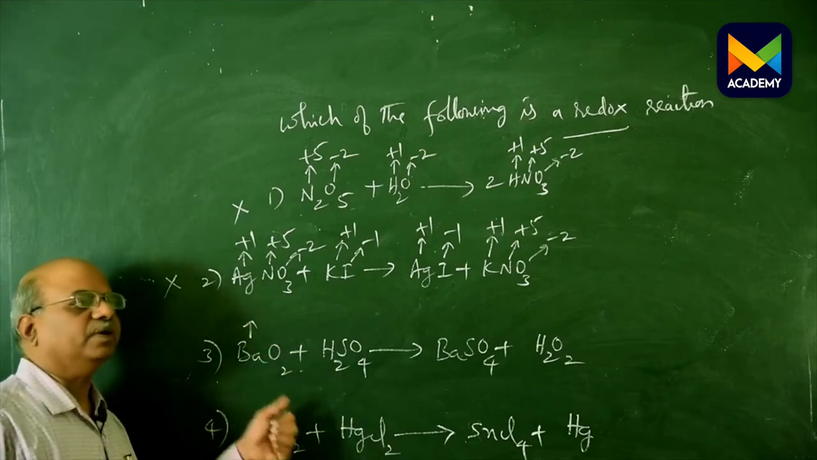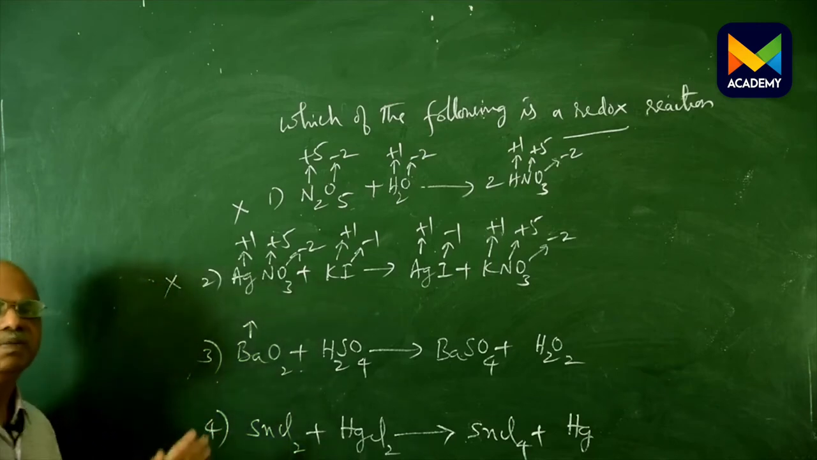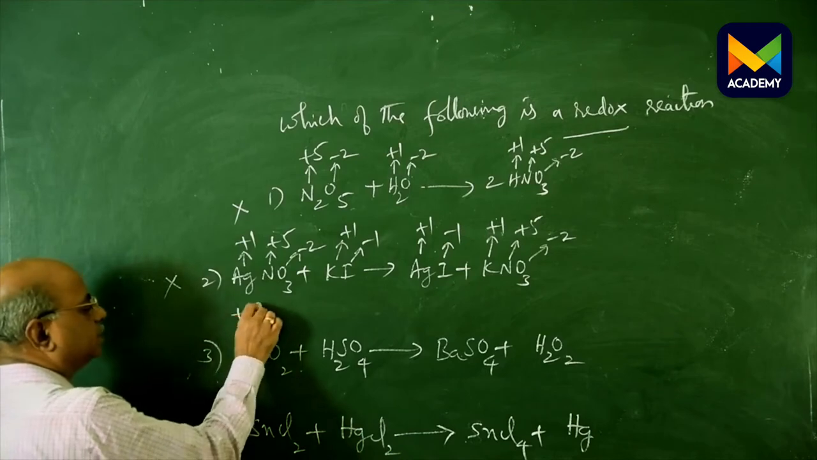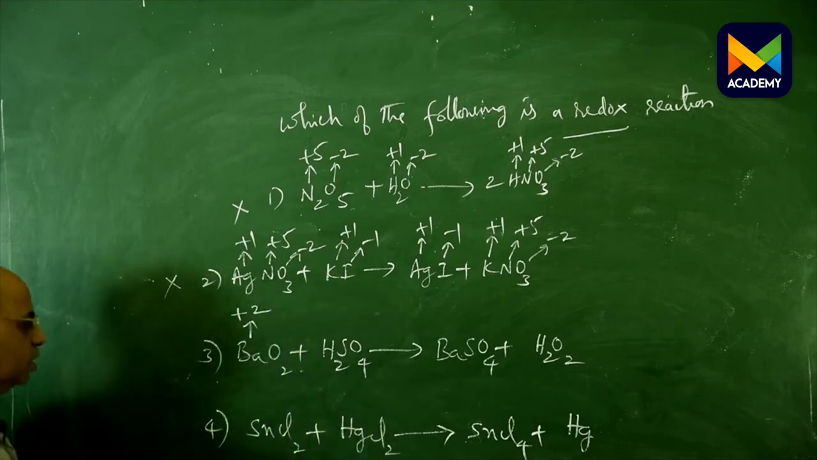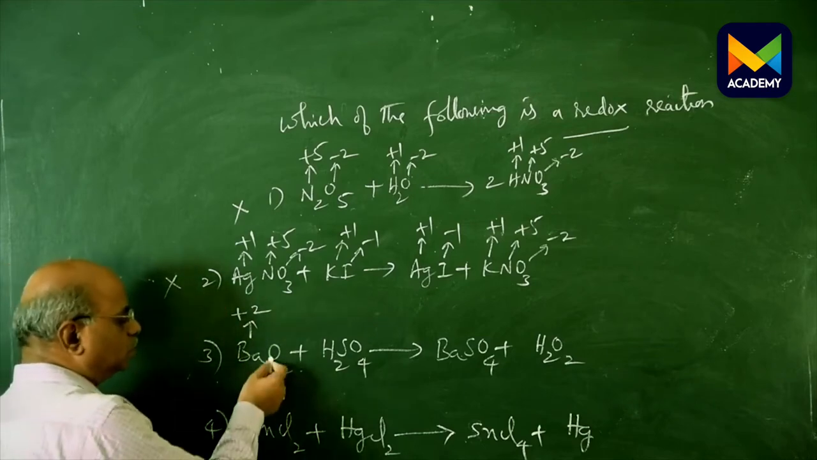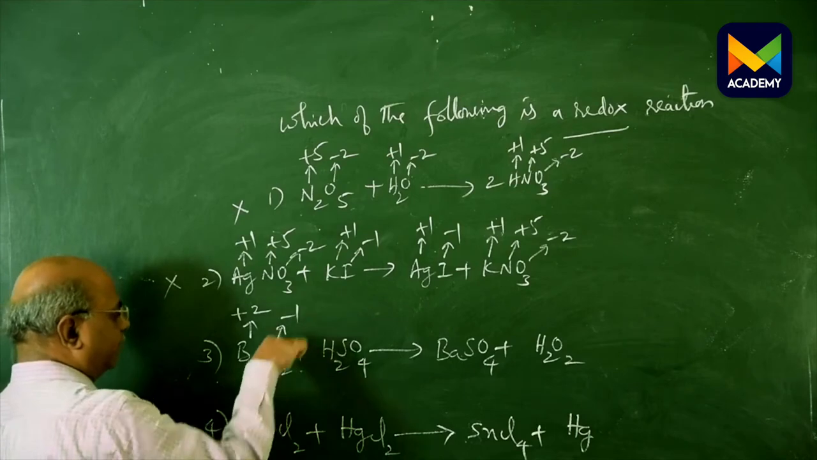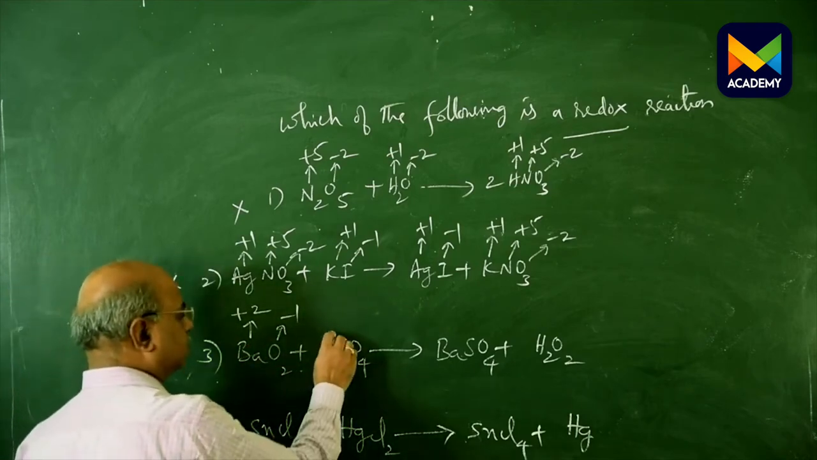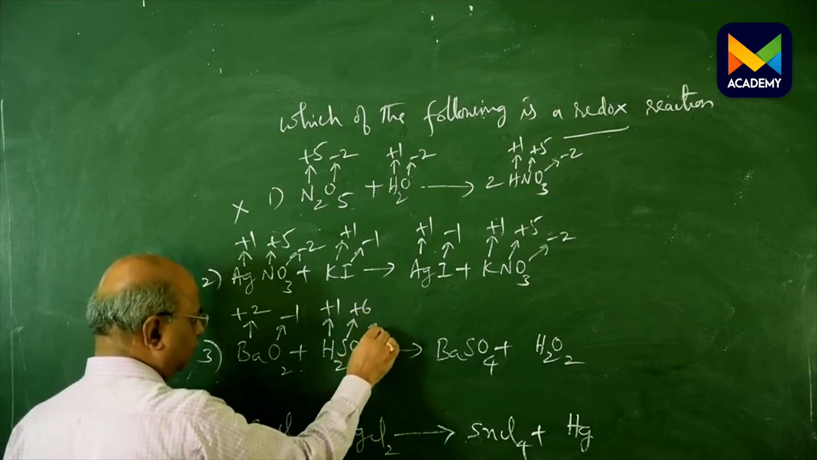This is barium peroxide. But barium is a second group element. Whatever compound you take, always you should have plus 2, because all second group elements always show plus 2 in all their compounds without any exception. Therefore barium is plus 2. Two oxygens together should be minus 2. Each oxygen should be minus 1, because it is peroxide oxygen where minus 1 oxidation state we observe. Hydrogen plus 1, sulfur plus 6, oxygen minus 2.